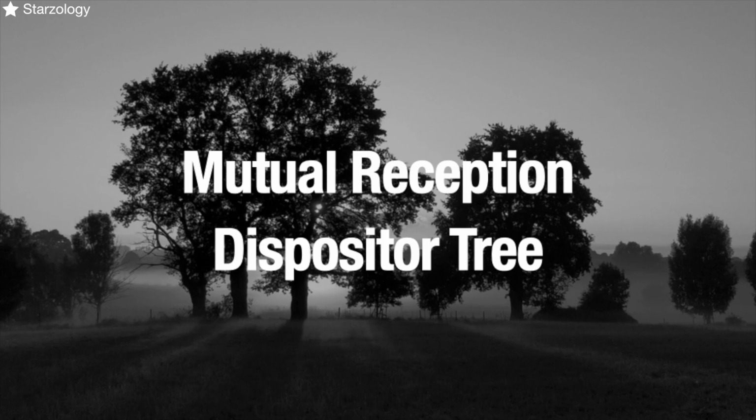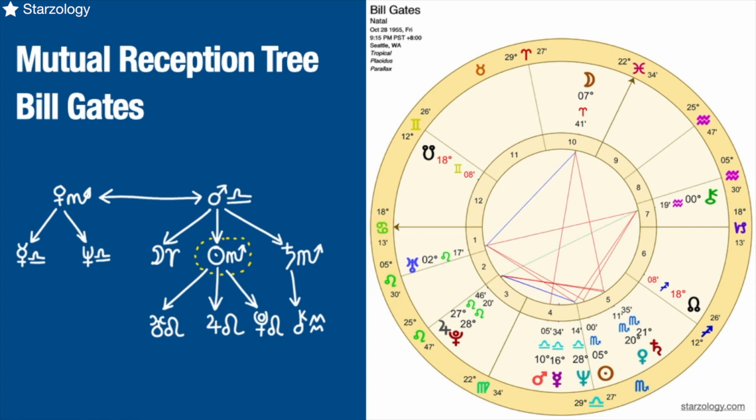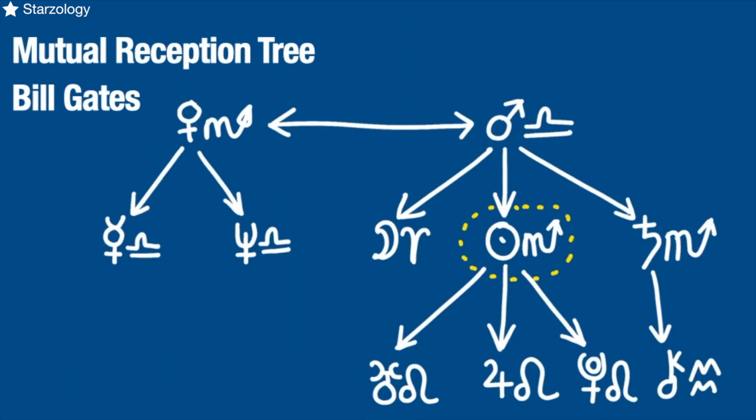The next type of tree we have is a mutual reception dispositor tree, and the example chart I have here is for Bill Gates. So what we have here is 2 planets in mutual reception: we've got Venus in Scorpio and Mars in Libra. So they fall on the top line, and then all the other planets are below the planets in mutual reception. So this is a single mutual reception tree.